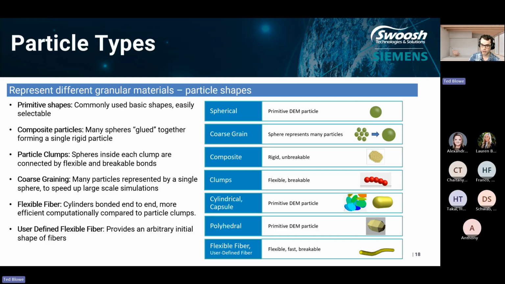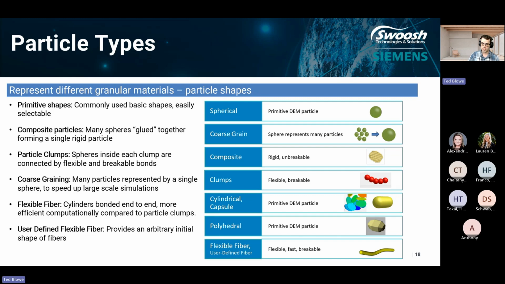Next is the coarse grain, what we can call a Parcel sphere. This is where one coarse grain represents many individual spherical particles as one coarse grain. And this particle type is used to cut the cost when your particle count dominates the simulation and your simulation objective is to capture the bulk trends.